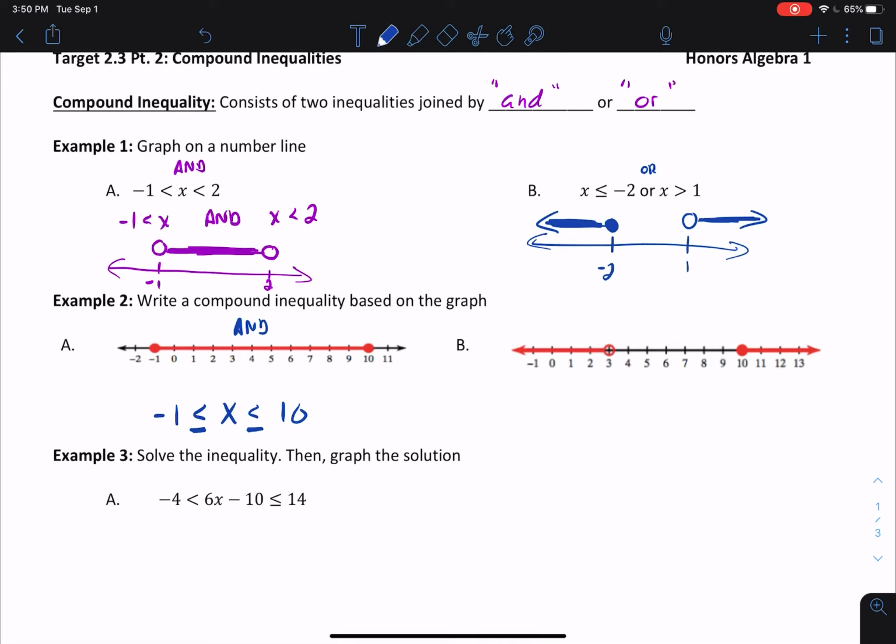All right, whereas opposed in B, this is an or, because they're not overlapping. They're going in opposite directions. Okay, so in or, we have x could be less than 3, or x could be bigger than or equal to 10. And that is how we write a compound inequality based off the graph.